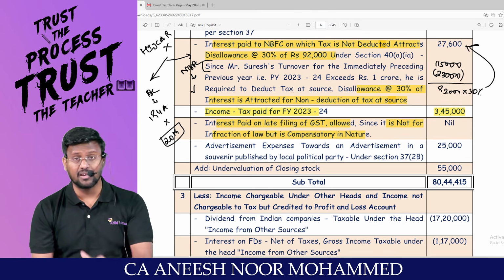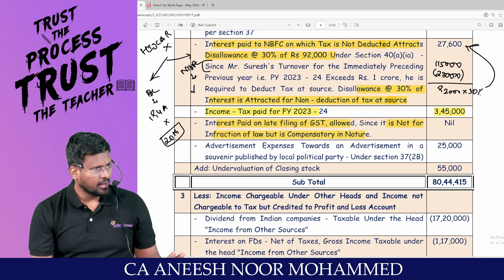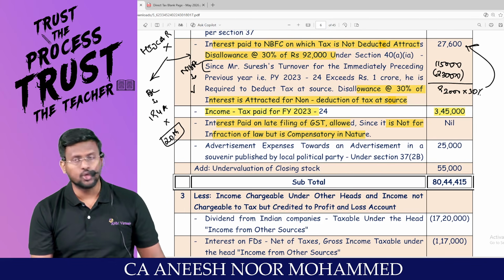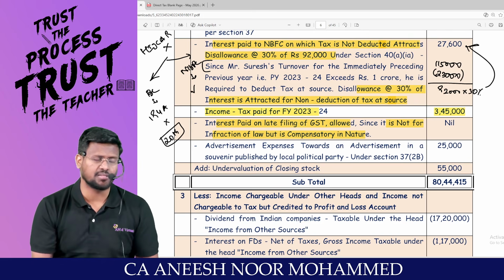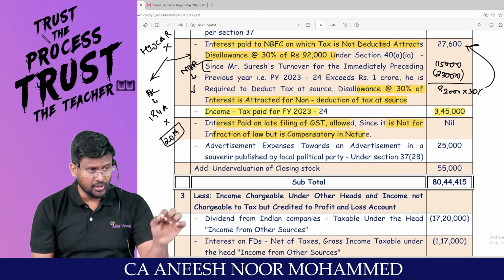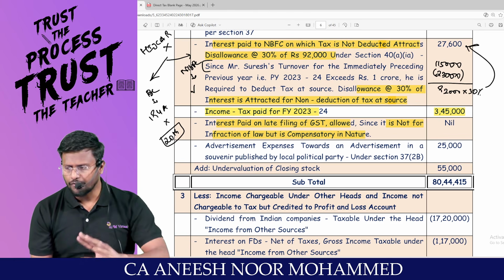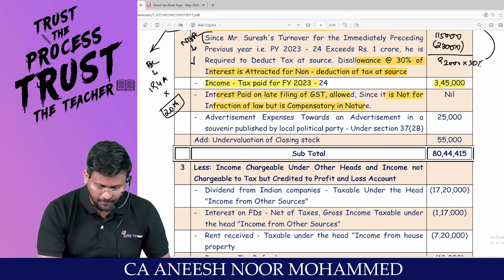So we are having a great lesson from this question. Interest debited to P&L account should not be added back. Fees, penalty, any other payments should be added back. Basically, the litmus test is very simple. You have to check whether it is compensatory in nature or infraction of law. Infraction of law should be added back and compensatory in nature should be allowed as a deduction.